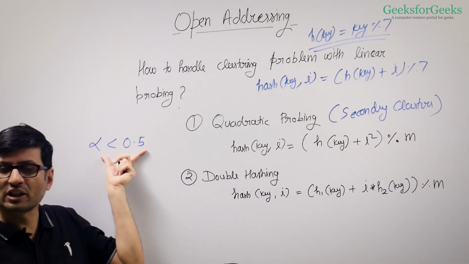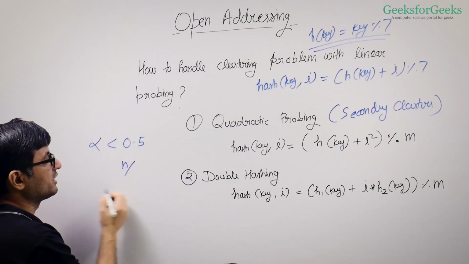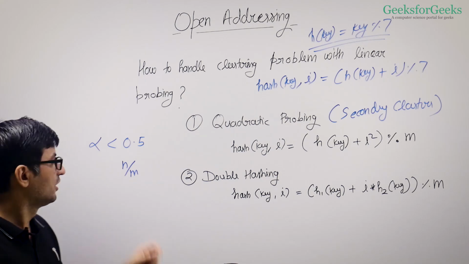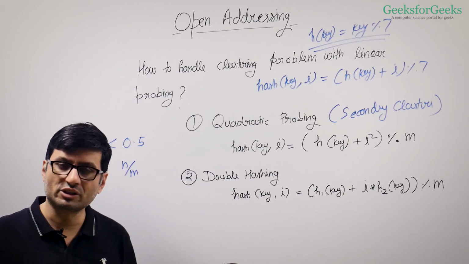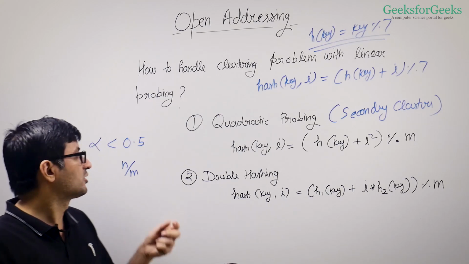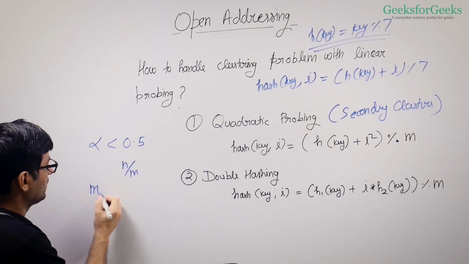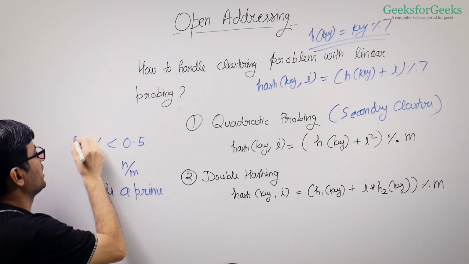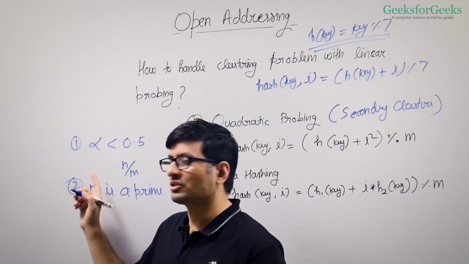Load factor is the number of keys that you have inserted divided by the number of slots in your hash table. So if this value is less than 0.5, it means the number of slots, or your hash table size, is more than double the number of keys that you have inserted. So if load factor is less than 0.5 and if m is a prime, if these two things happen together, then quadratic probing works. It finds you an empty slot. Otherwise, it is not guaranteed.